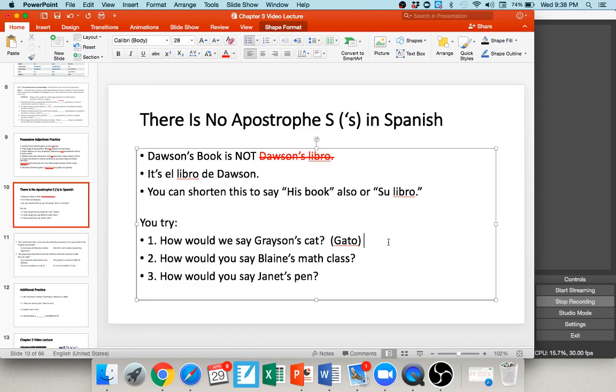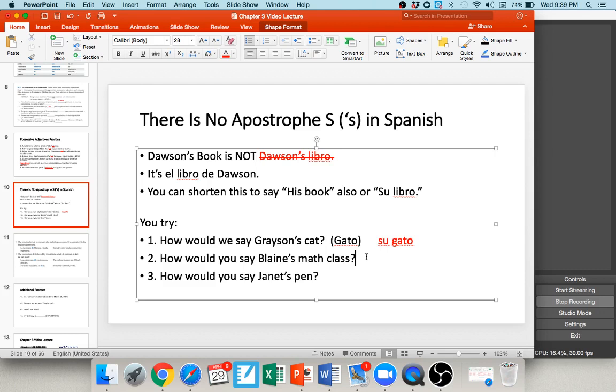So let's do another example here. Number one asks us to talk about Grayson's cat. You have two options. You can say the cat of Grayson, or you can say her cat. Let's try the cat of Grayson. We know that a cat is a gato. The cat would be el gato. Of in Spanish is de, and our person is Grayson. So el gato de Grayson. Or her cat. Obviously, her in Spanish is communicated as su or sus, and because there's only one gato here, which is singular, we're going to say su gato, her cat. Su gato. Okay. I would like for you to take a moment and pause your audio and give numbers 2 and 3 a try for me.